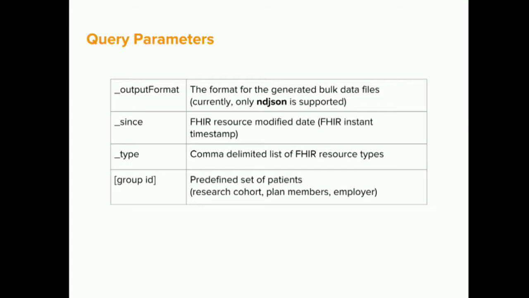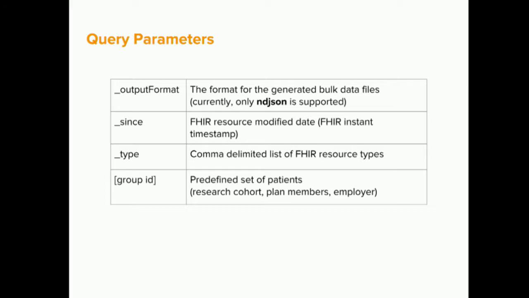I think the really key parameter is the _since parameter, which lets you request only FHIR resources that have been modified since a particular day. And so the use case for that would be if you had a job that ran every night, you want to only pull the things that have changed since the last time you ran that job. Of course, if you leave that out, you would get all the history back as far as the FHIR server supports.